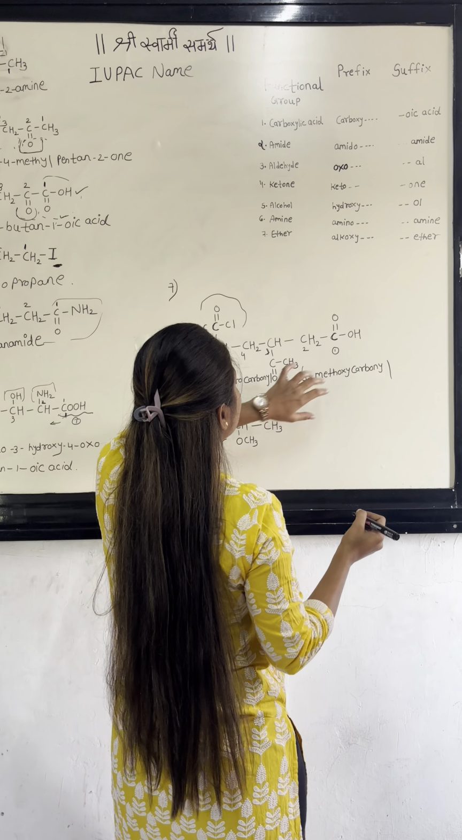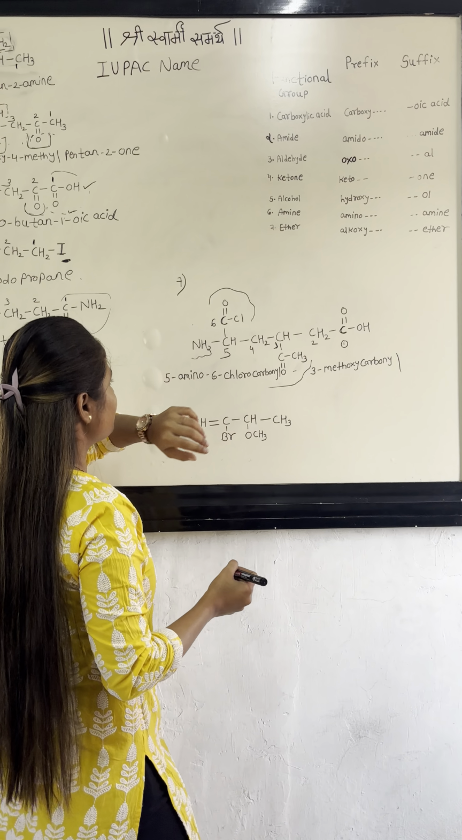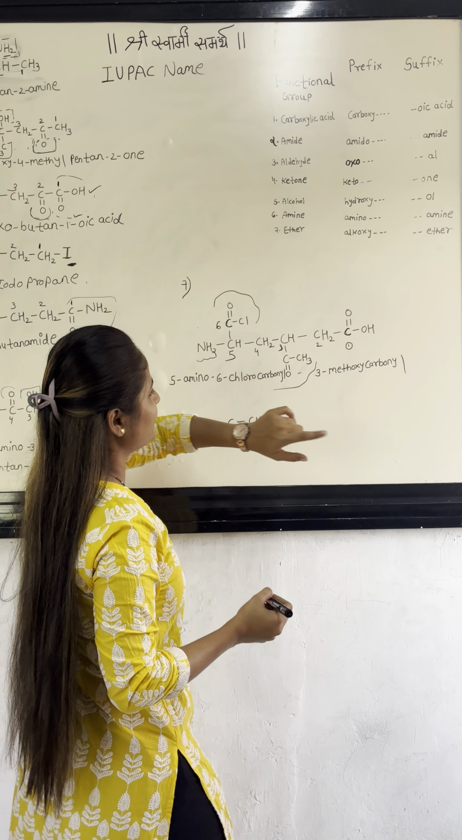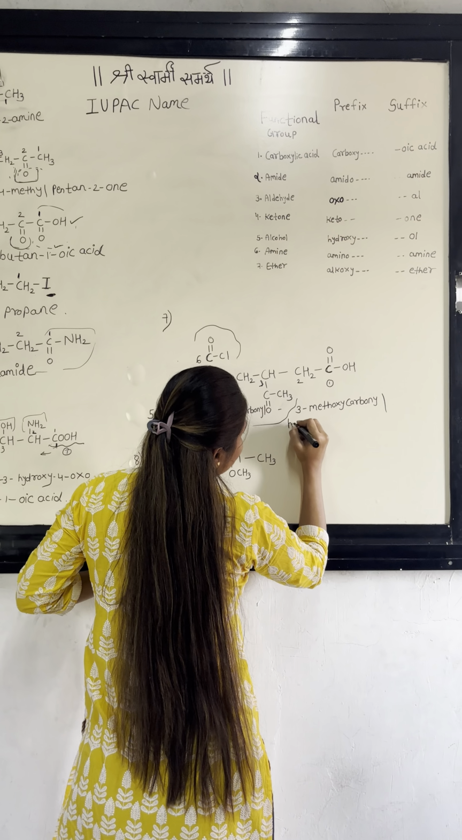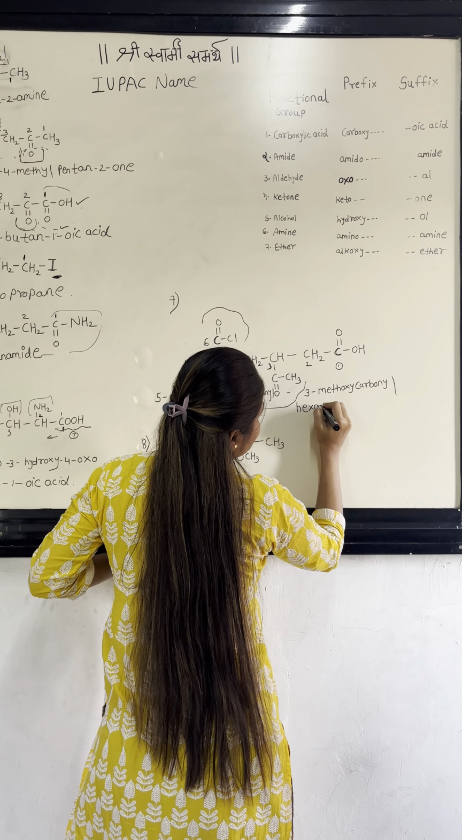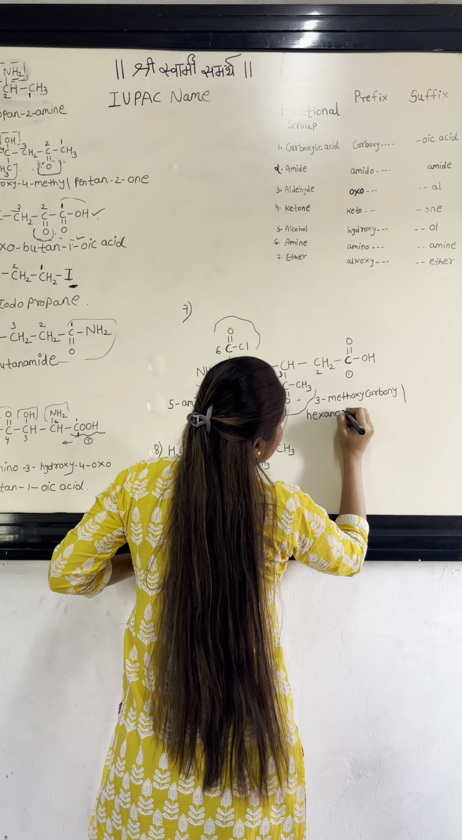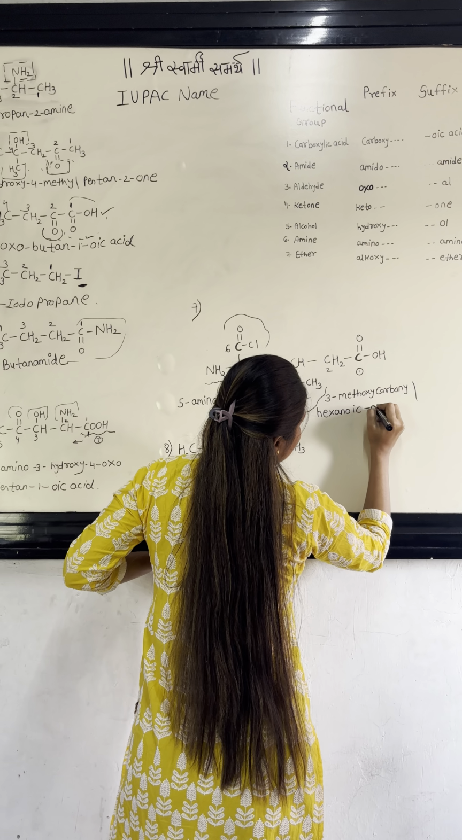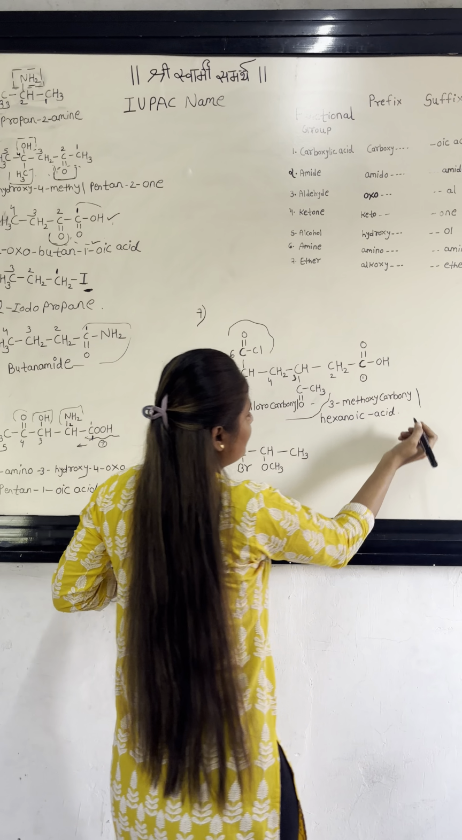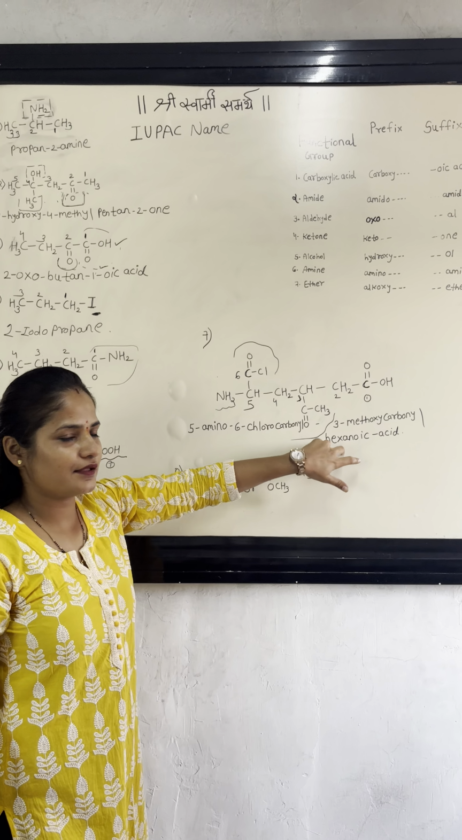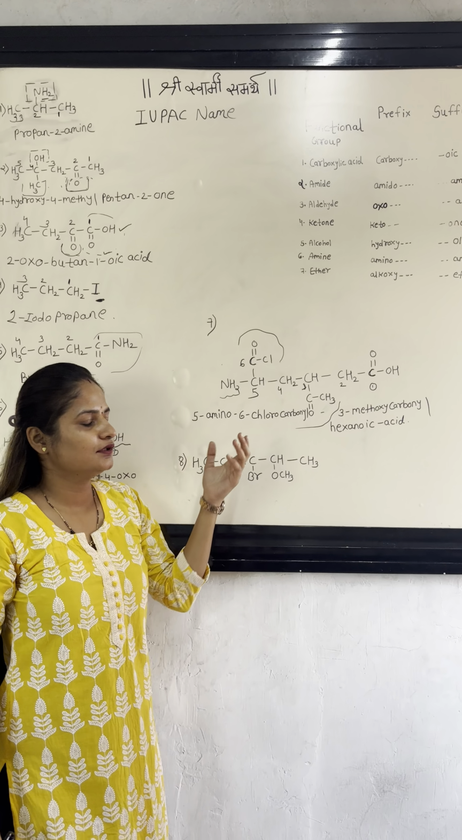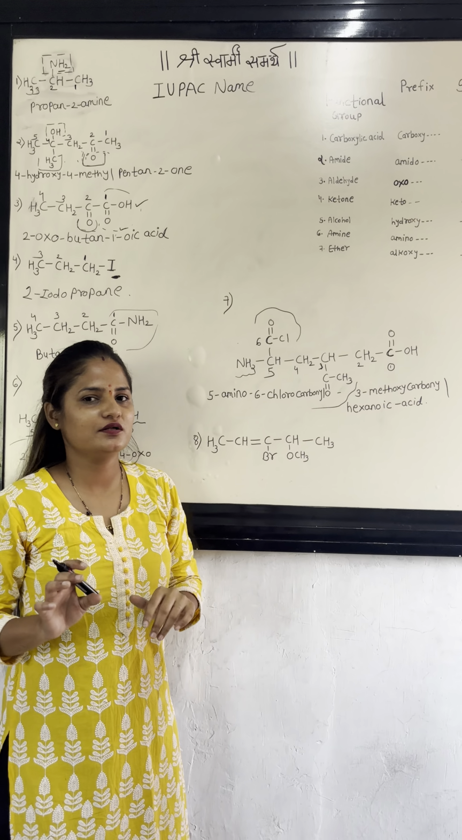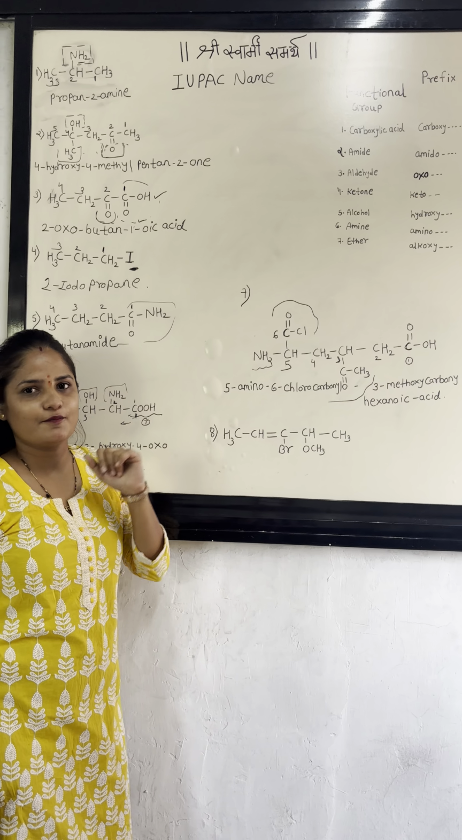Carbonyl, and that is a main functional group, that is a carboxylic acid. 6 means hexane, so hexanoic acid, or you have to write hexane 1 oic acid. Okay, so I hope you all understood this tricky compound.